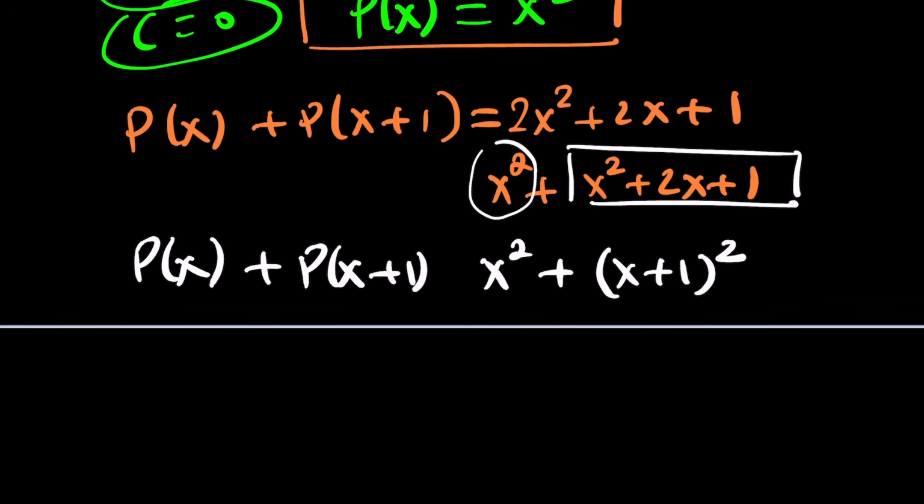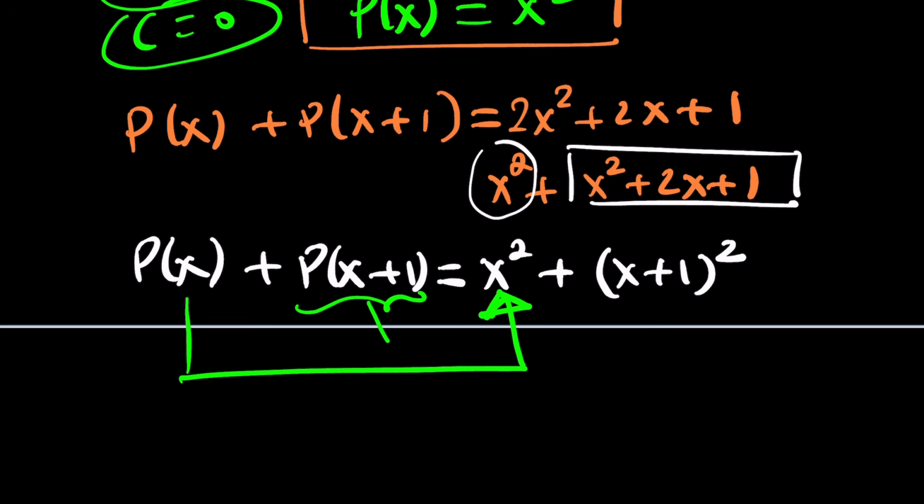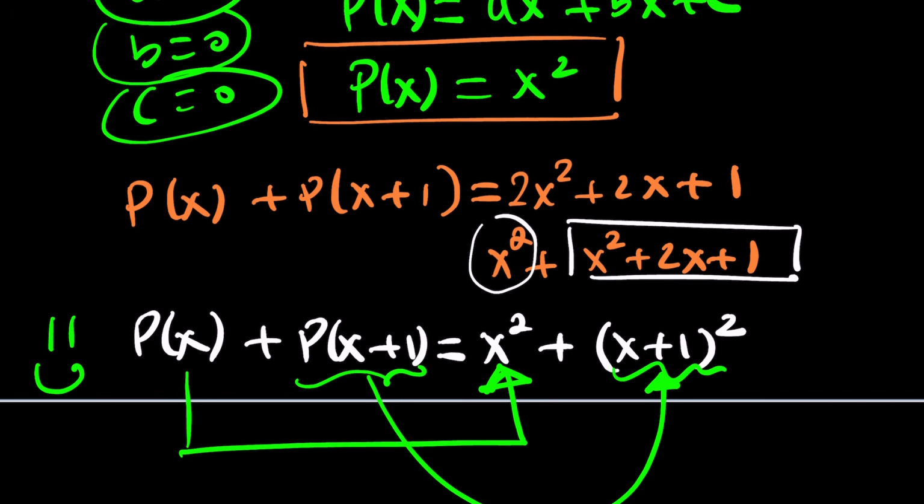And what does that tell you? Because polynomials are special functions. If this is the case, then you can safely say that p of x is x squared and p of x plus 1 is x plus 1 squared, and that's actually true. So this works, which means p of x is x squared, and that's the only solution we have.